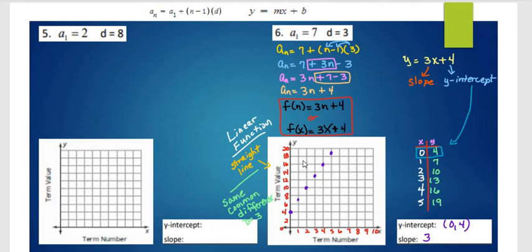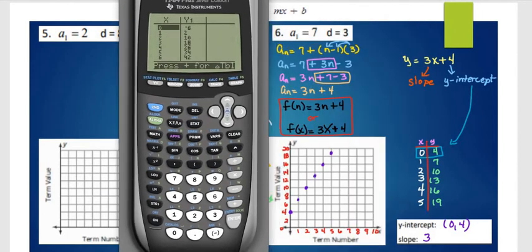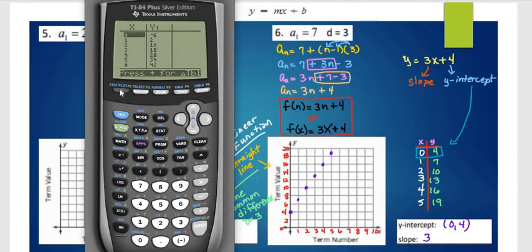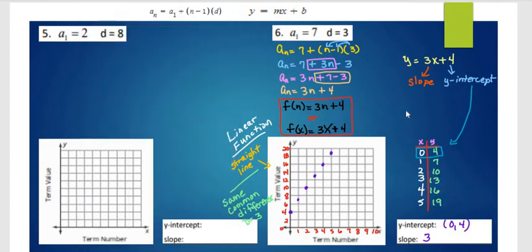So now when I graph these and come up with my points, I can put them in one at a time in the regular part of the calculator, or I can go here and put in 3x plus 4, go to second and graph. Here are my answers right here: 4, 7, 10, 13, 16, and 19, same as right here.